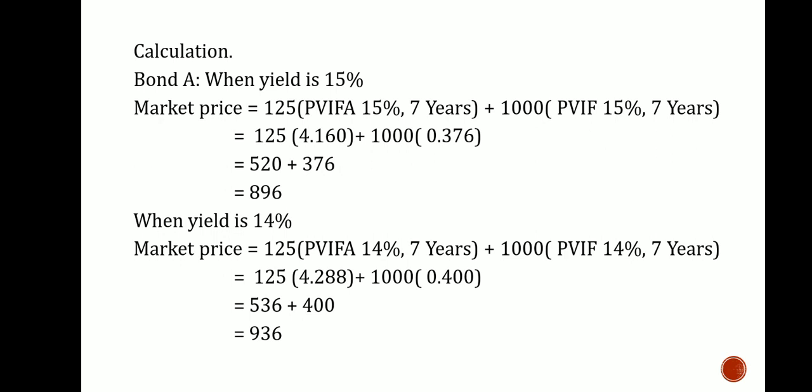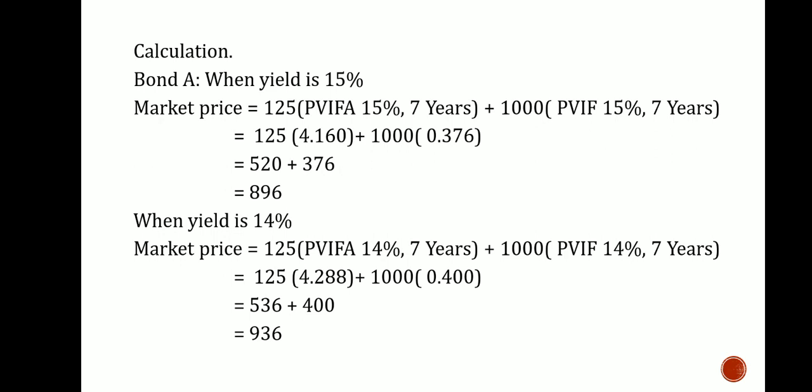See the present value interest factor annuity table, 15% for 7 years we have 4.160 and present value interest factor 1 rupee table, 15% for 7 years we have 0.376. Use these values and simplify the equation. We get rupees 896. It is the market price.